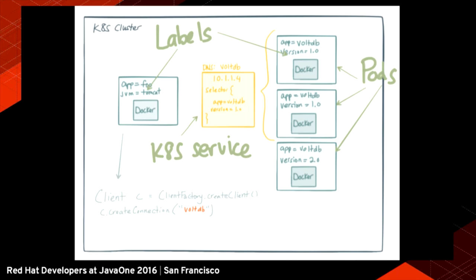Any app can do this. Node.js, Python, Ruby, Go, C++, whatever, can use this abstraction for service discovery.